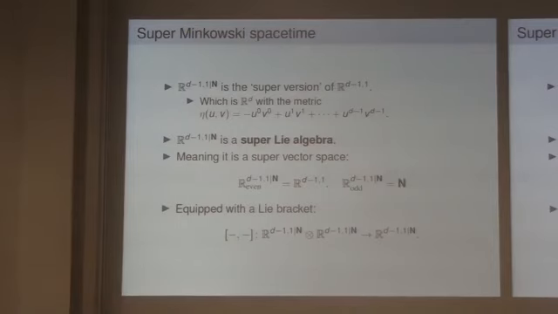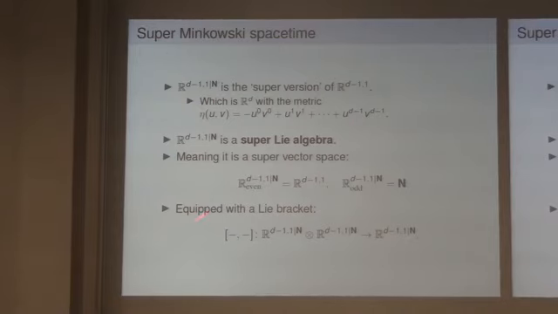R^{D-1,1|N} is a super vector space, so it's Z mod 2 graded. Here and in subsequent slides, I will call 0 in Z mod 2 even, and 1 in Z mod 2 odd. So the even part of this super vector space is just R^{D-1,1}, or Minkowski spacetime. That's the sense in which it's the super version of this. The odd part is another vector space that I'm calling boldface N. I'll tell you what this is in a minute. It's the spinor representation.